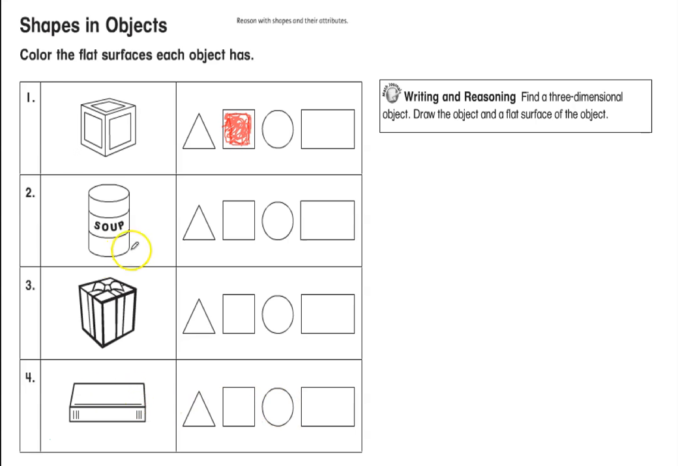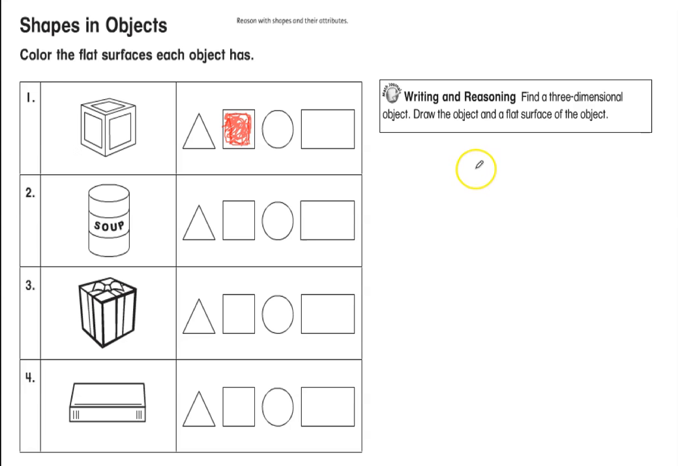Once you finish the first part of this worksheet, you will complete the drawing and writing part on the right side of this paper. Write and reasoning. Find a three-dimensional object. Draw the object and a flat surface of the object.